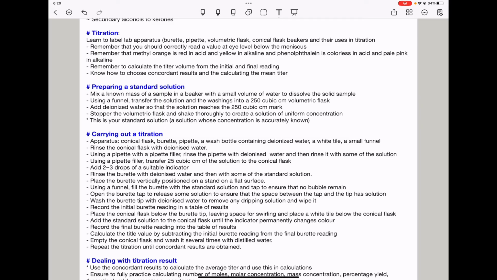They could ask you questions about preparation of a standard solution. You need to mix a known mass of a sample with a small volume of deionized water to dissolve the solid sample, and then using a funnel transfer the solution and the washings into a 250 cubic centimeter volumetric flask. You need to add the deionized water so the solution reaches the 250 cubic centimeter mark. Then stopper that volumetric flask and shake thoroughly to create a solution of uniform concentration. The solution you have created is a standard solution, meaning a solution whose concentration is accurately known.